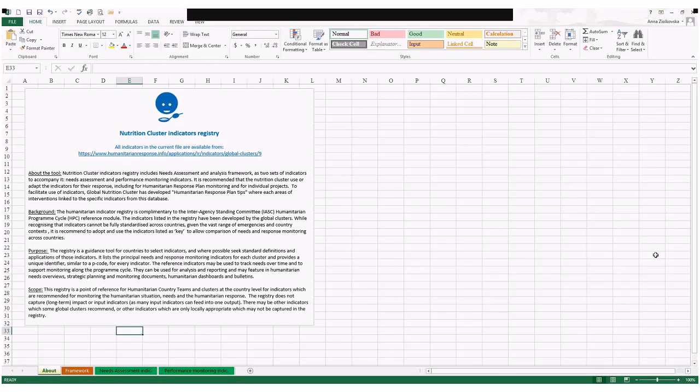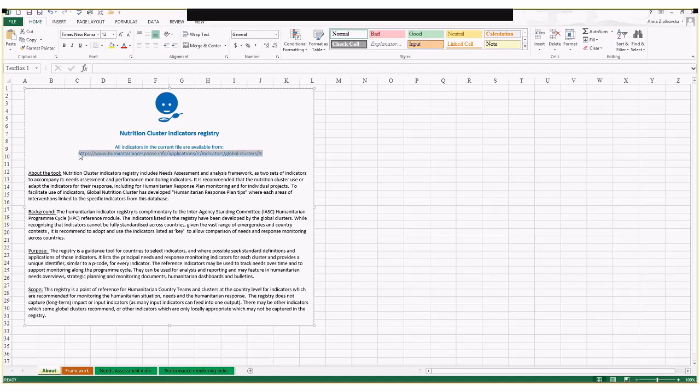So the indicators registry is actually a tool which was developed jointly at the global level with all other clusters. It includes the indicators which are recommended for the humanitarian response plan. In addition to the online version, which I will present to you a bit later, and you have here the link to this online version, we also put the same information in this Excel form in case it's easier for you to navigate there in the Excel than in the online version.